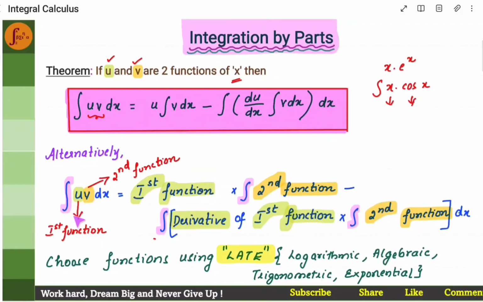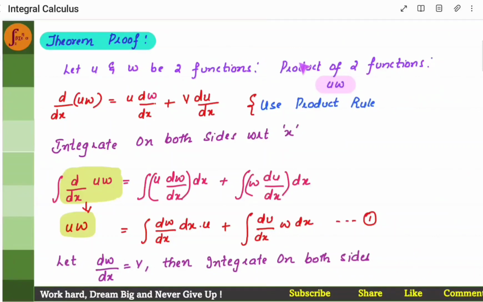Now, how do you choose the first function and second function? So first, choose the functions in this particular order: Logarithmic, Inverse trigonometric, Algebraic, Trigonometric, Exponential. For example, if you have logarithmic and algebraic together, then take the logarithmic function as the first function and the algebraic function as the second function. Now, there is the proof for this particular theorem.